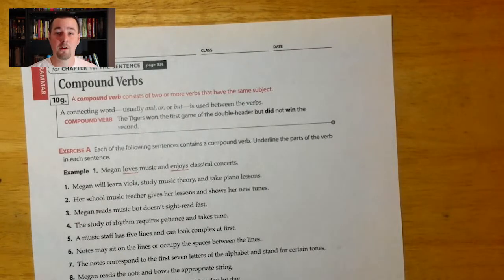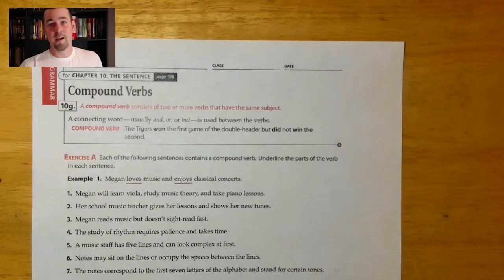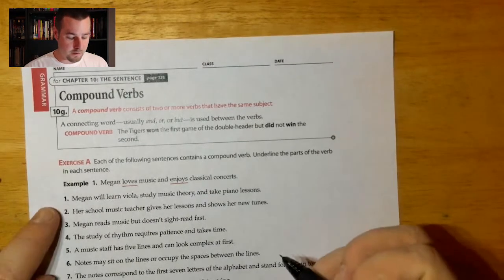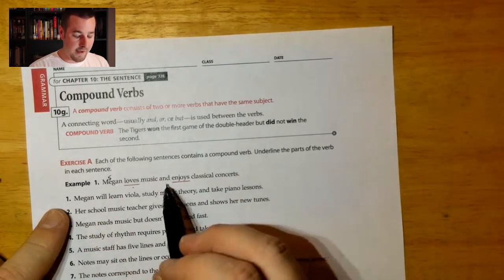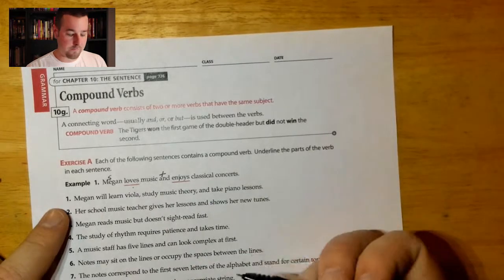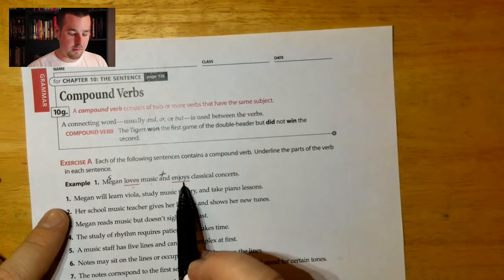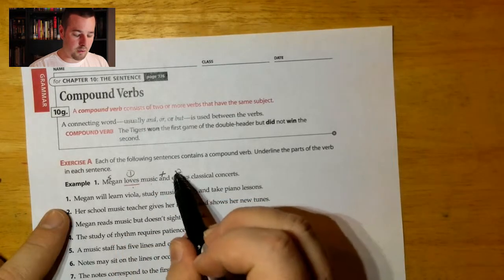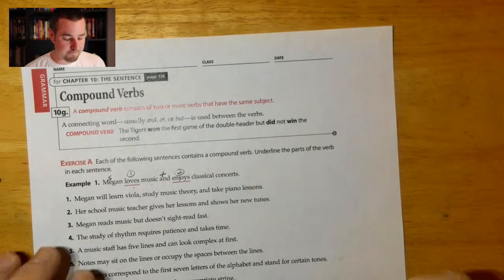All right, well, how about compound verbs? Well, a compound verb is exactly the same way. It's just you could have one subject that's doing multiple things, multiple actions. And so again, it's going to be combined with and, or, but. So here we go. Let's look at example 1. It says Megan, that's our subject, loves music and, that's like a plus sign, just like in math, enjoys classical concerts. Well, who enjoys classical concerts? This word and tells us that Megan is doing both of these things. She both loves, number 1, and she enjoys, number 2. So she's doing both these actions, so we call that a compound verb.